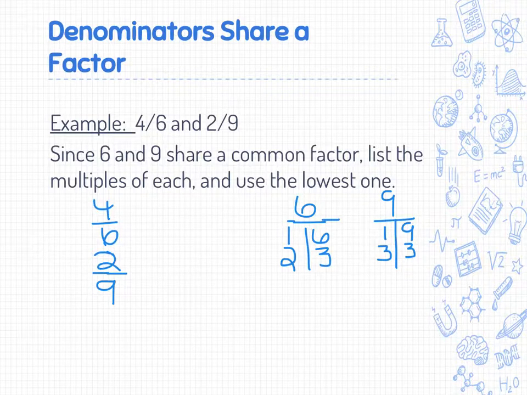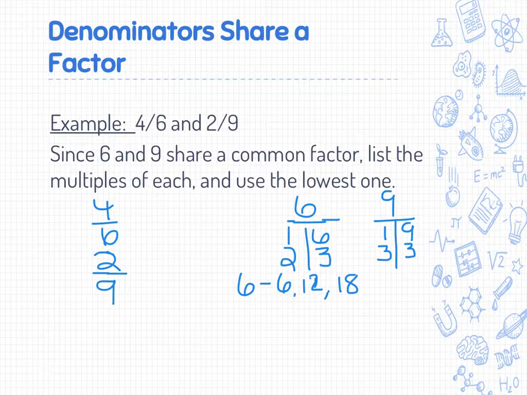So it really doesn't matter what the factor is that goes into both. The method that we use is list the multiples, and we're going to use the lowest multiple as the common denominator. So for 6, when I list the multiples, I get 6 times 1 is 6, 6 times 2 is 12, 6 times 3 is 18. Now because I know my basic facts, I know I don't need to go any further.